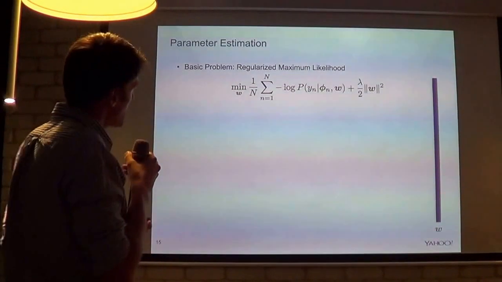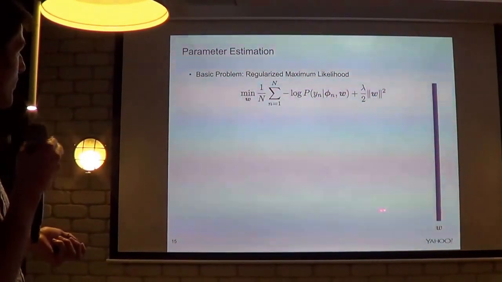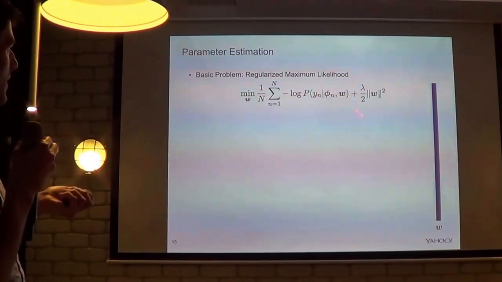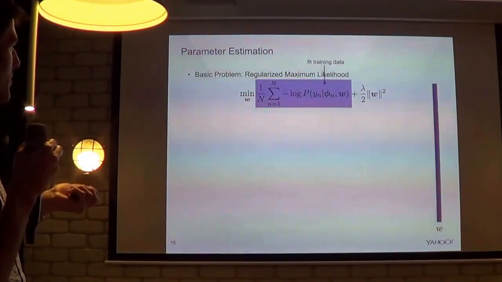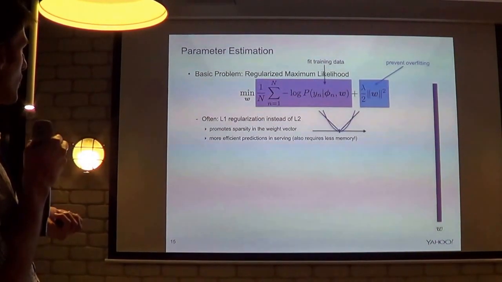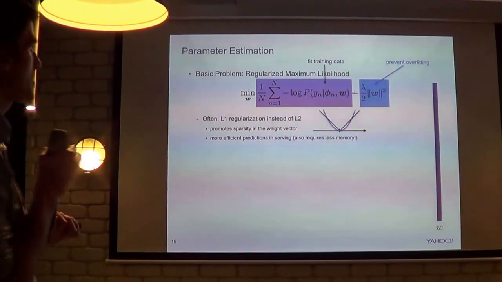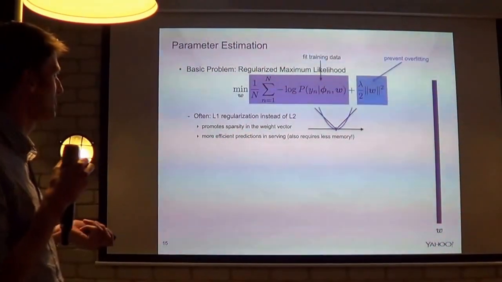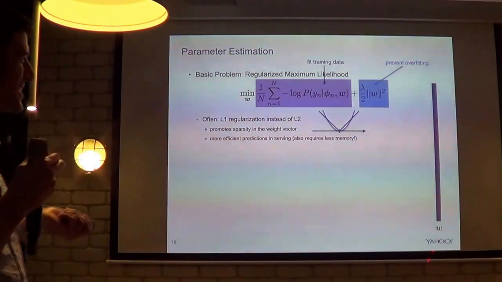Now, the last part is about the parameter estimation. The basic problem is called regularized maximum likelihood. You want to find the W that minimizes a loss on the training data plus the regularizer. The regularizer prevents overfitting, and that's why you do it. I mentioned before that this vector is very dense, and actually there are approaches that replace this. Here it's L2 regularization. Sometimes you actually use L1 regularization, because this makes the vector sparse, or in the ideal case, it makes it sparse.